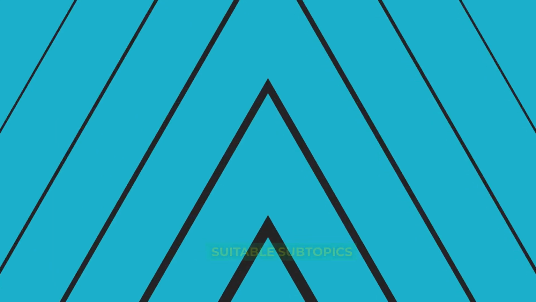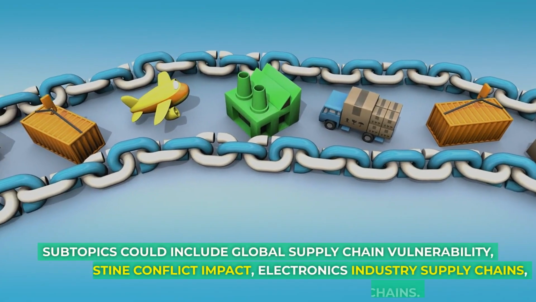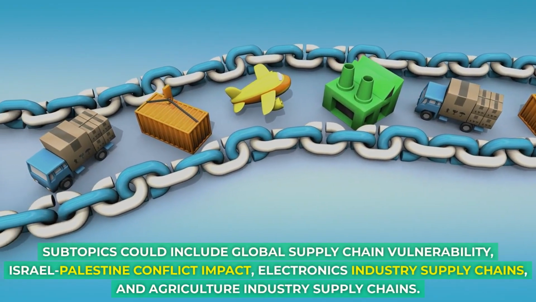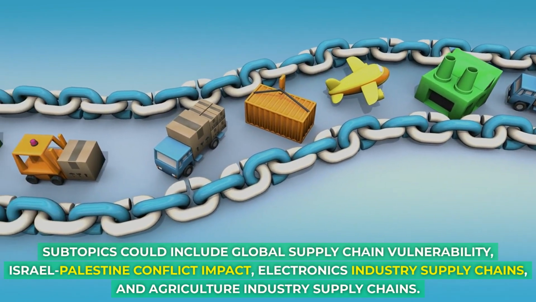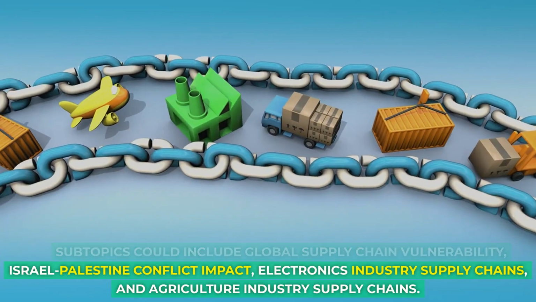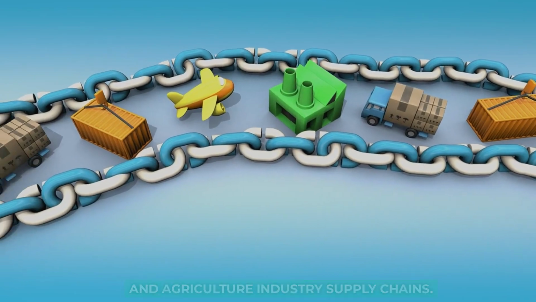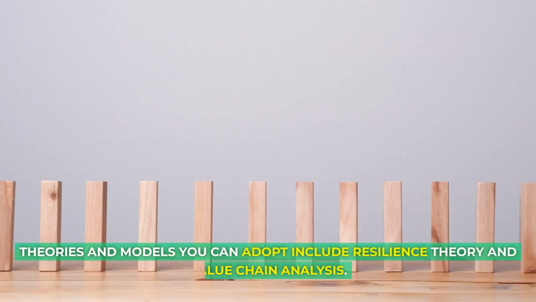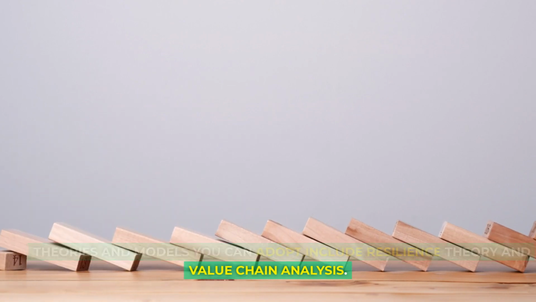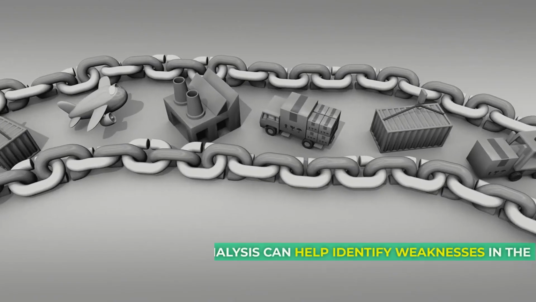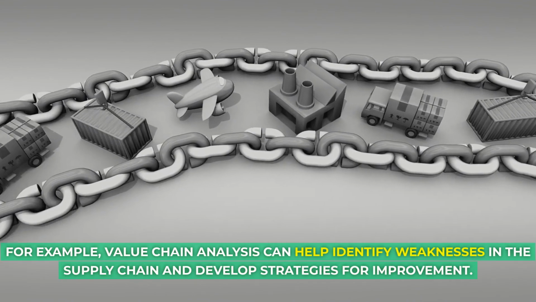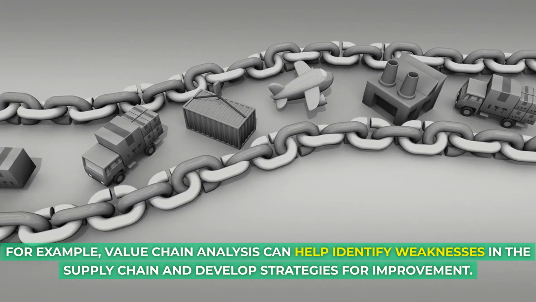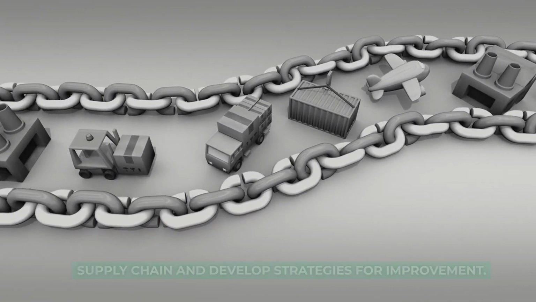Suitable subtopics. Subtopics could include global supply chain vulnerability, Israel-Palestine conflict impact, electronics industry supply chains, and agriculture industry supply chains. Theories and models. Theories and models you can adopt include resilience theory and value chain analysis. For example, value chain analysis can help identify weaknesses in the supply chain and develop strategies for improvement.